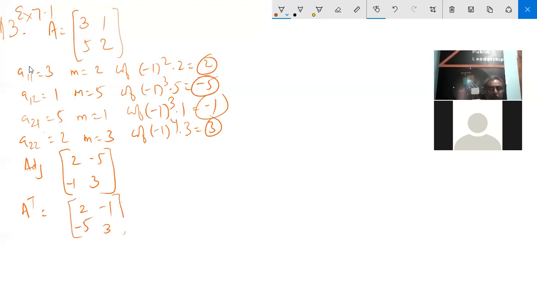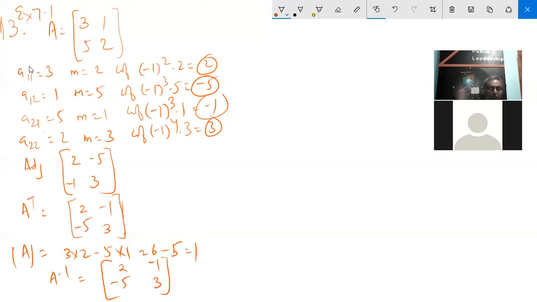Okay, now you have to find the determinant. The determinant is equal to what? 3 into 2 minus 5 into 1, that is 6 minus 5, which is 1. So the final A inverse is the same as the adjoint: 2, minus 1, minus 5, 3. Okay, answer over there, 13th sum here: 2, minus 1, minus 5, 3. A is the correct answer. Okay.